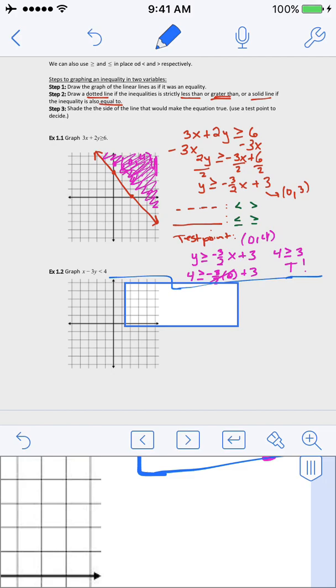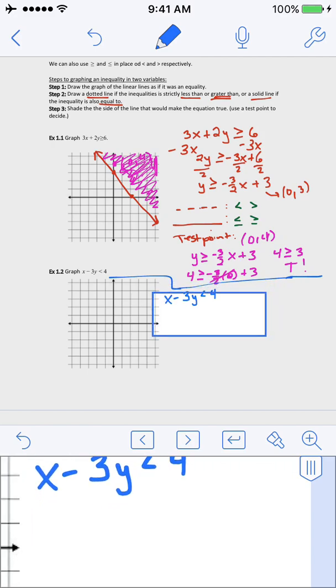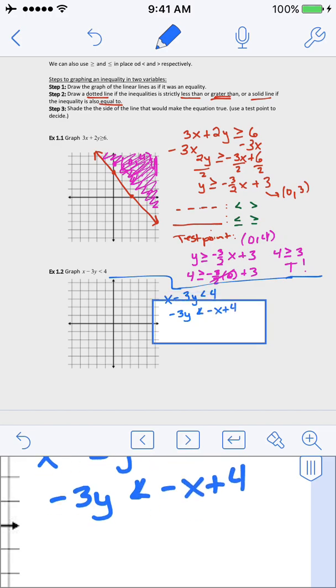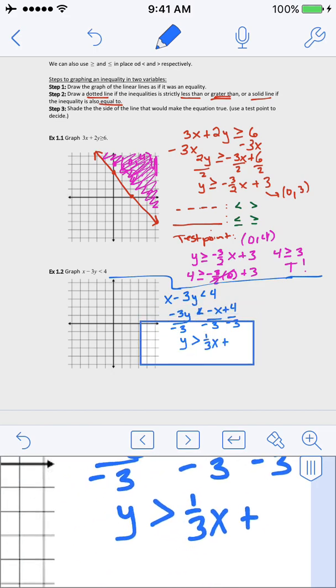So we've got x minus 3y is less than 4. We need that in y equals mx plus b. So move the x over, you get negative 3y is less than negative x plus 4. Now we divide by negative 3, and we are dividing by a negative, which is going to cause a problem, right? We have to switch that sign. So now y is greater than positive 1/3 x minus 4/3, right?